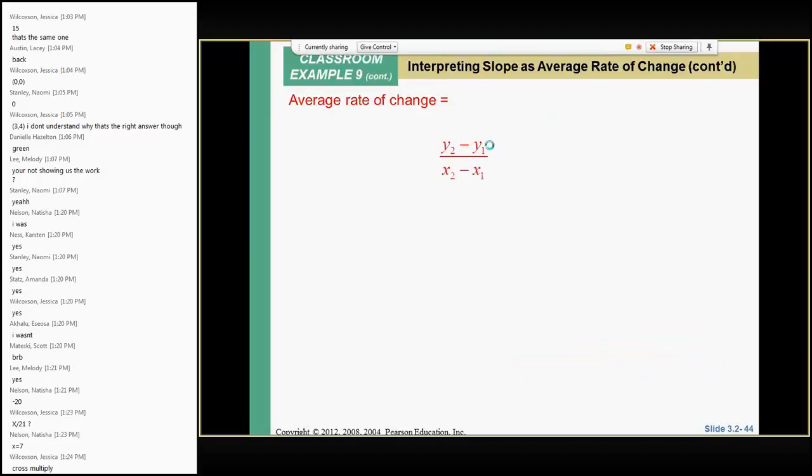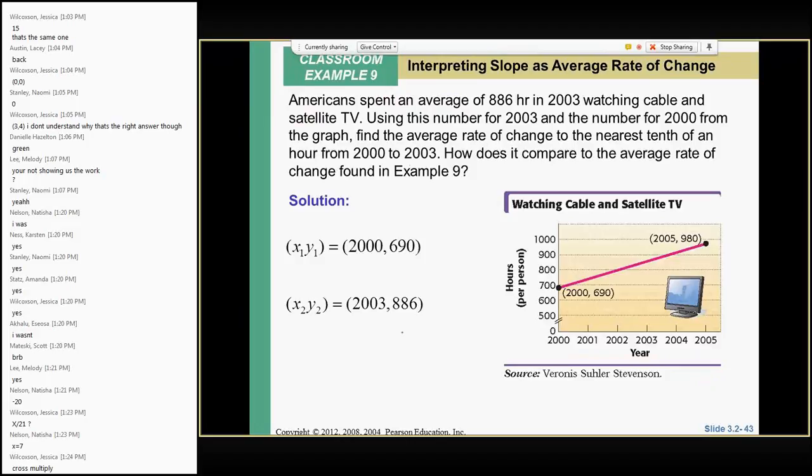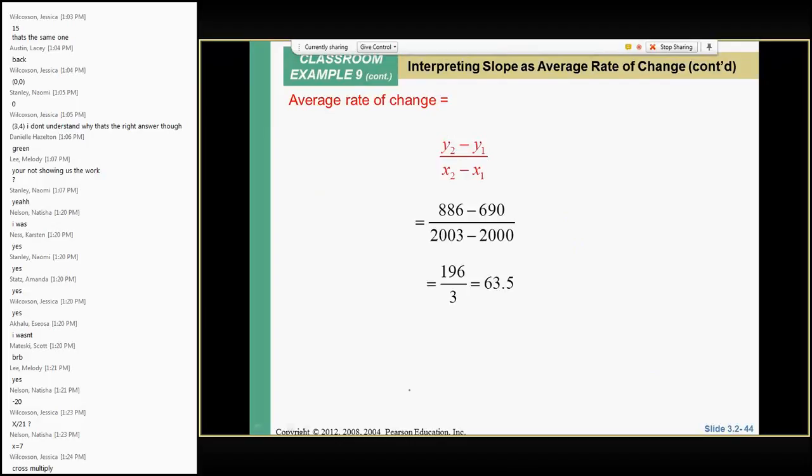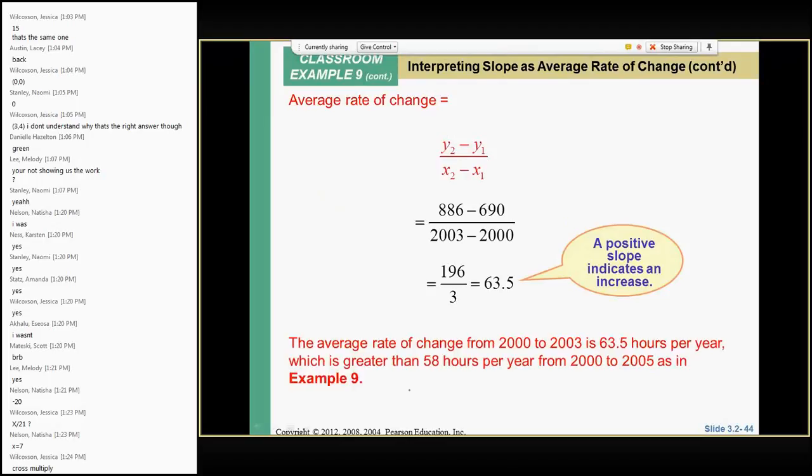Okay, so what they're doing is they're taking these points. Oh, and I think this is a bad graph. Let me just look. Yeah. So they're basically taking the numerator, which is the amount of hours, over the denominator, which is your time, and they're figuring out the slope that way. So they're saying 63.5 hours per year.